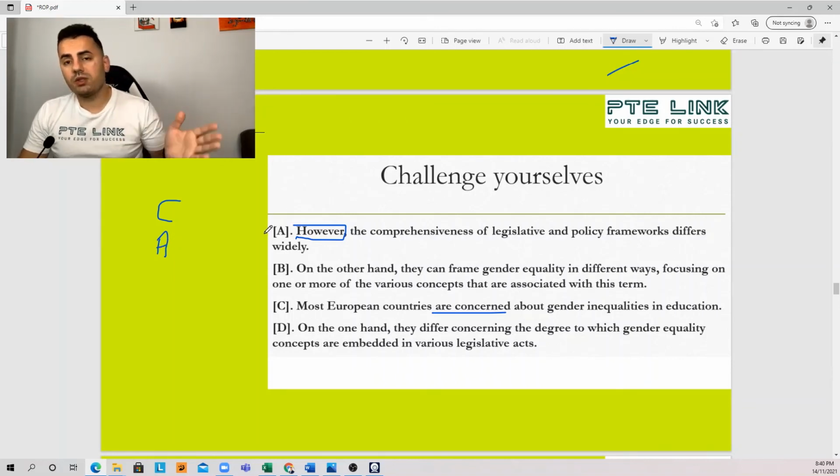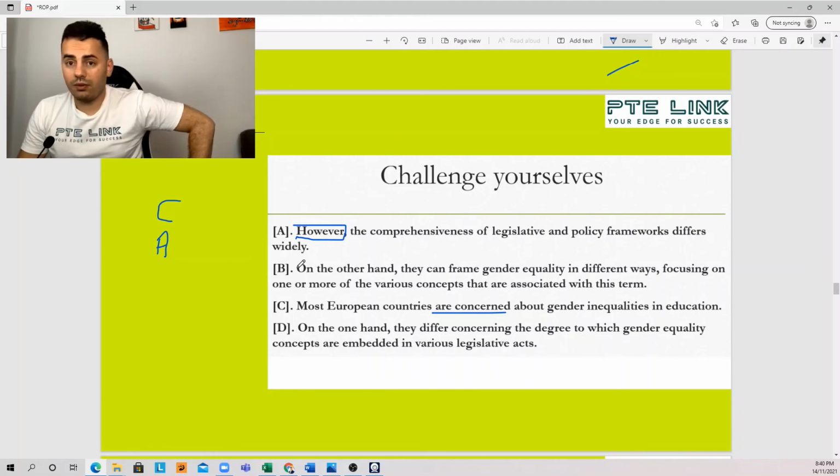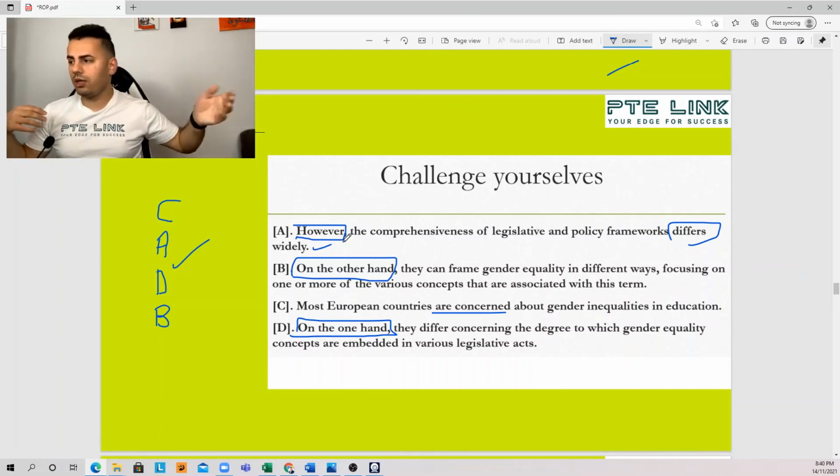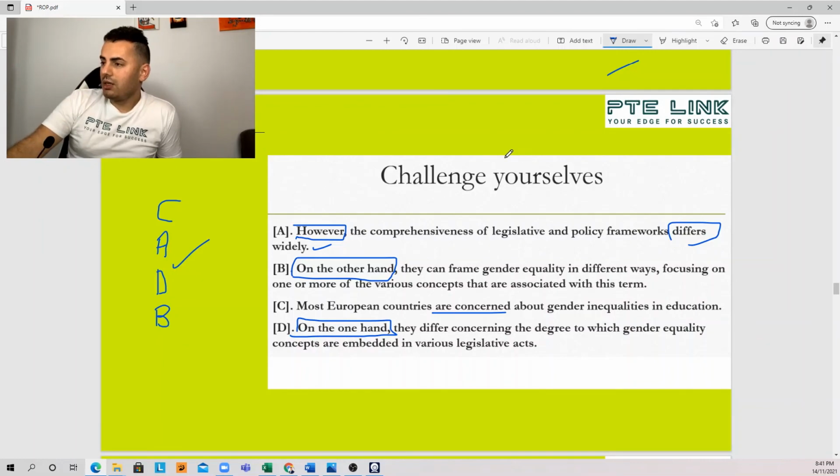And now if you apply the strategy as it is, without even reading the full sentences in B and D, you would put D followed by B. Why? Because in D they said on the one hand, and in B they said on the other hand. If you keep reading all the way to the end, you will find out that this is the correct pair. Especially that at the end of A they said differs widely, yeah? So they said the frameworks differ widely, or the framework differs widely. How wide? It is wide from one hand to the other hand, yeah? This is the fourth tip.